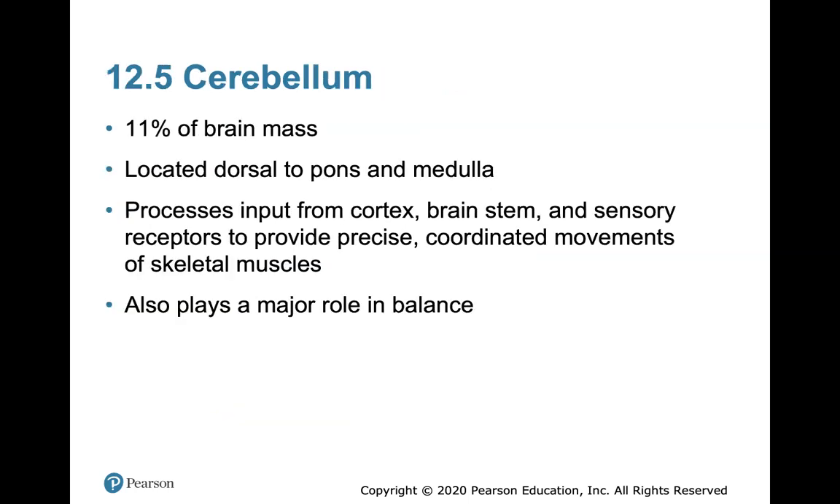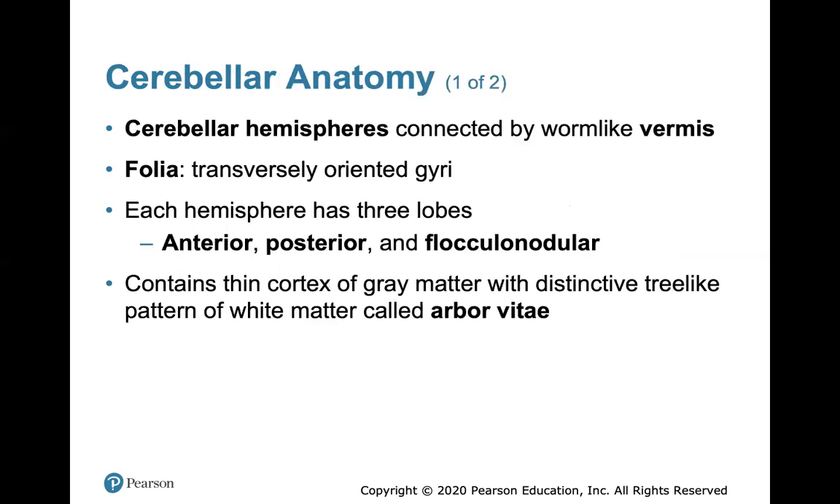The cerebellum then is 11% of the brain mass. It's located dorsal to the pons and medulla, and it processes input from the cortex, the brainstem, and sensory receptors to provide precise coordinated movements of skeletal muscles, as well as playing a very important role in balance.